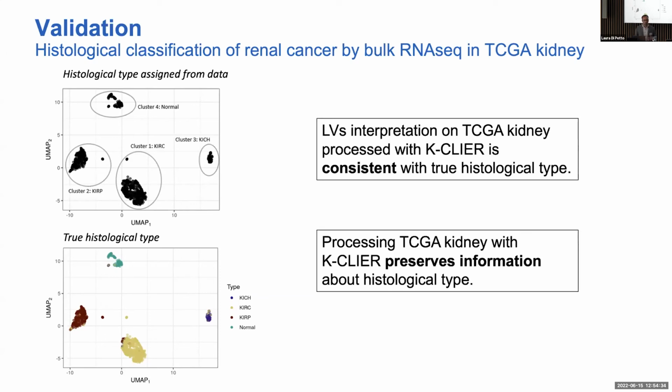This carries two important messages. And the first one is that our interpretation is consistent with true histological type. And the second one is that the information about histological type, which was contained in the initial high-dimensional gene dataset, was preserved while applying our K-CLIER dimensionality reduction method.